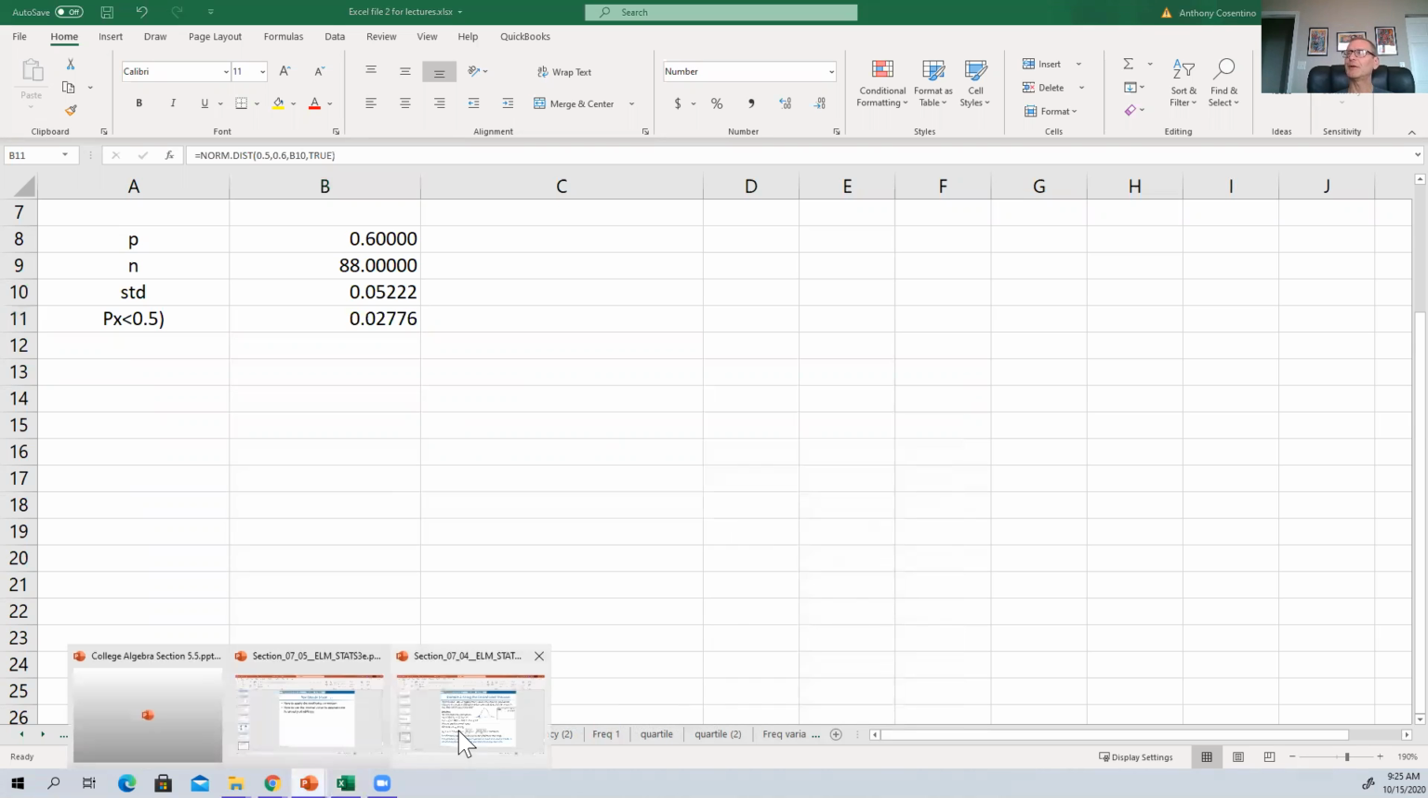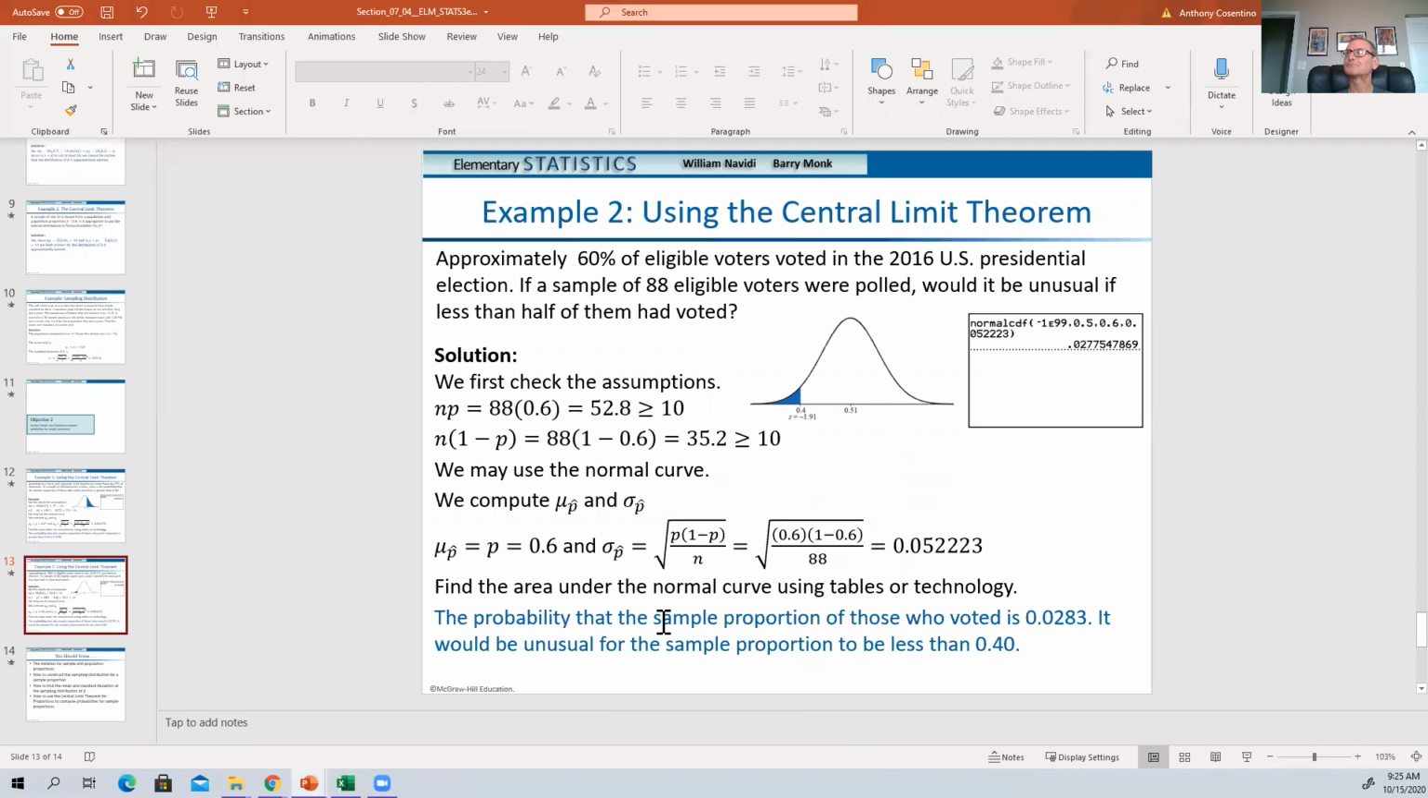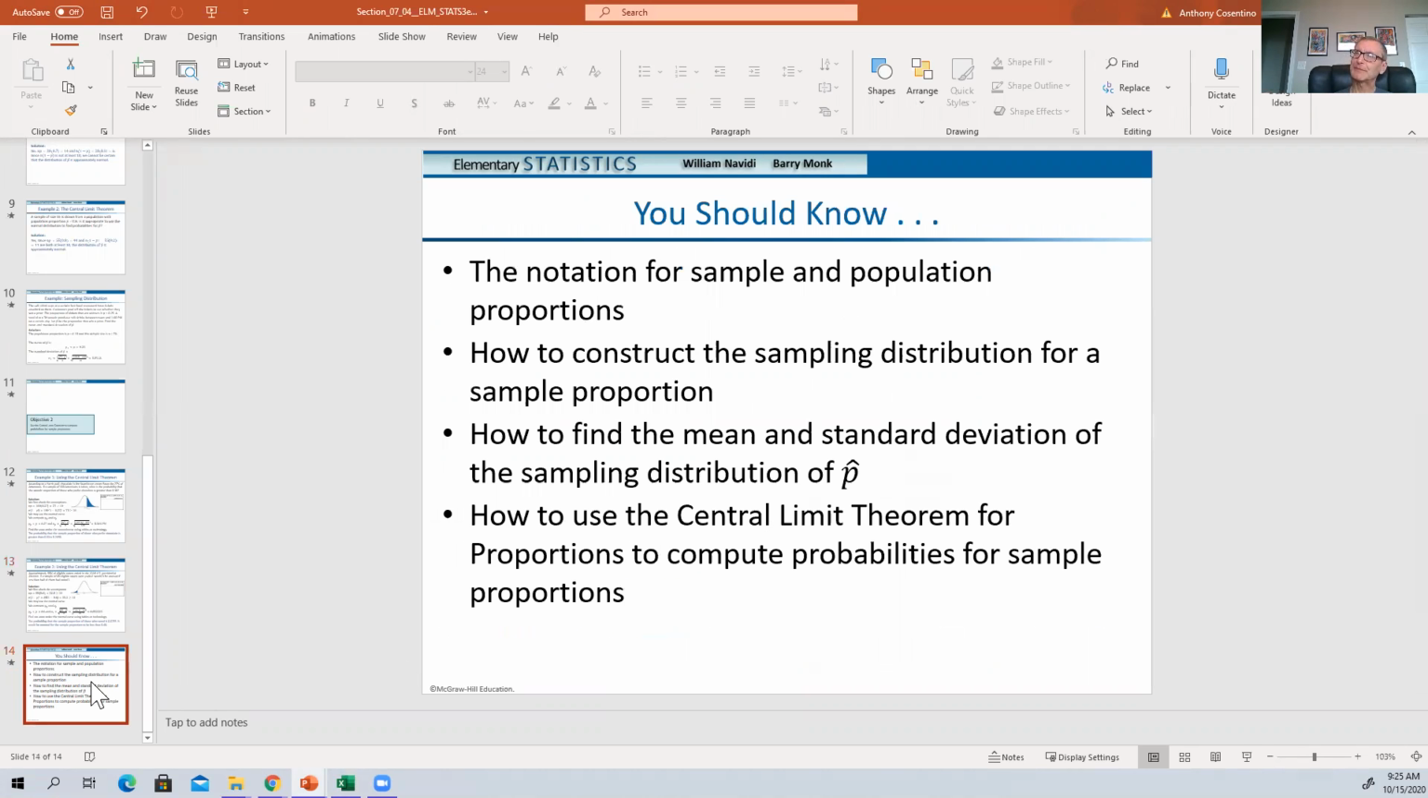My word would be unlikely. I won't ask you a goofy question using unusual on a quiz or an exam. But again, I could ask you the question, is the probability less than 5%? And then you could do the exact same calculation. So with that, that ends the walking through some examples via the book.